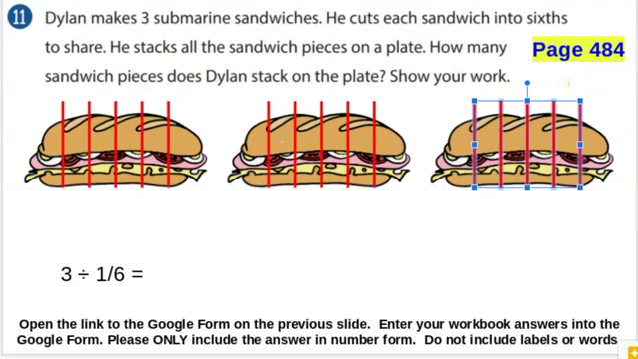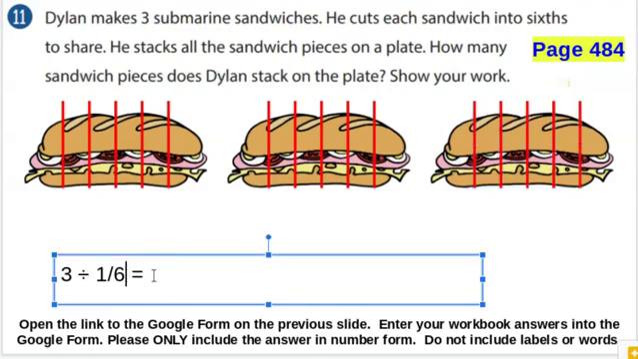The problem wants to know not the value of each piece, because we already know that the value of each piece, if you got this right here, you were getting 1/6 of a hoagie. We want to know how many pieces total did he make. So if this first hoagie has 6 pieces, this one has 6 pieces, and this one has 6 pieces, well, I know that 3 times 6 is 18 sixth-sized pieces of hoagie.